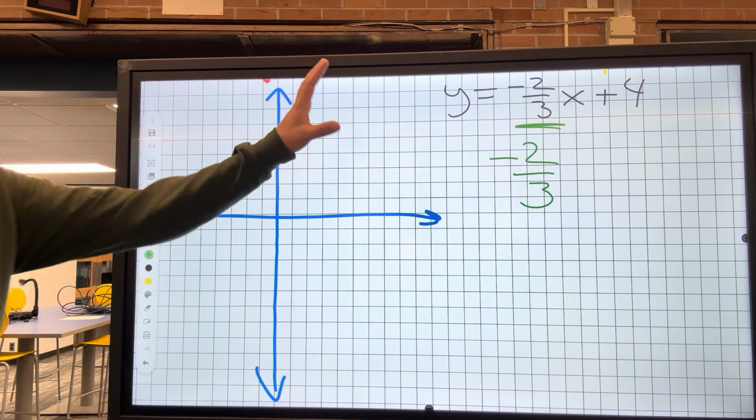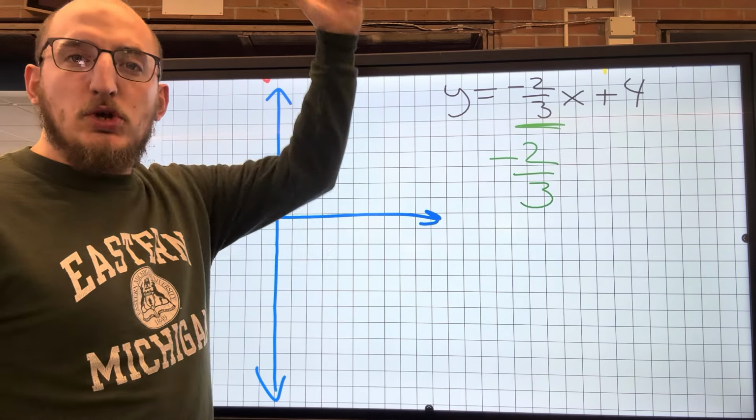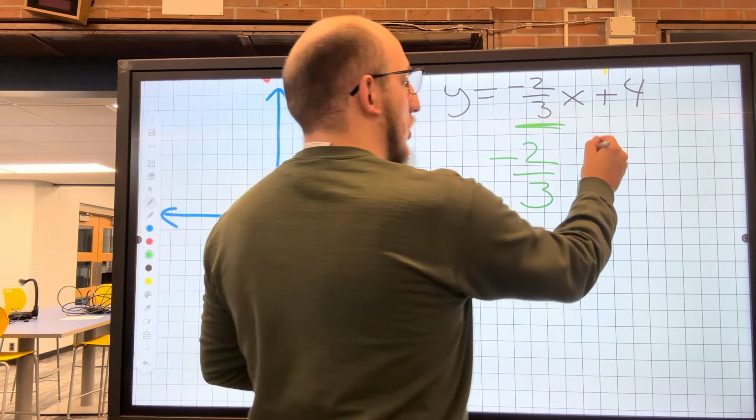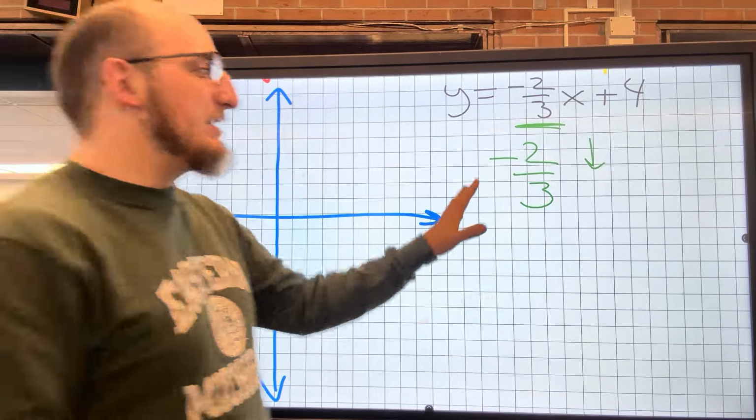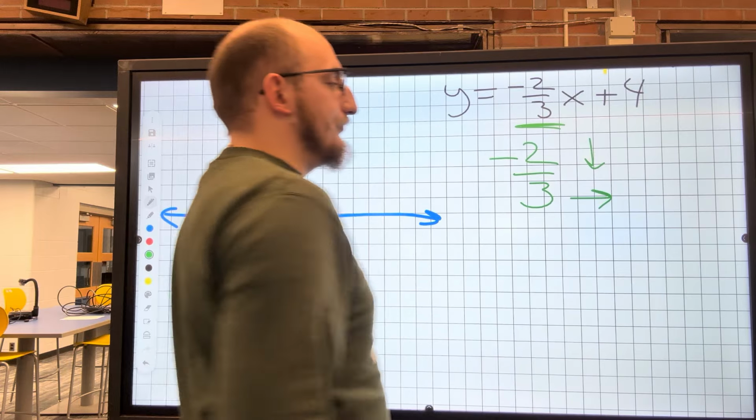Now, your -2 is your y. Does that mean we're going to go up 2 or down 2? We're going to go down 2. And that 3 is our x. And since it's positive, we're going to go right.